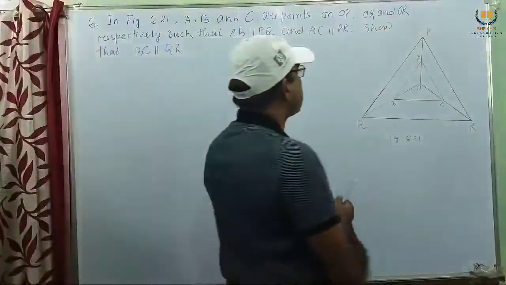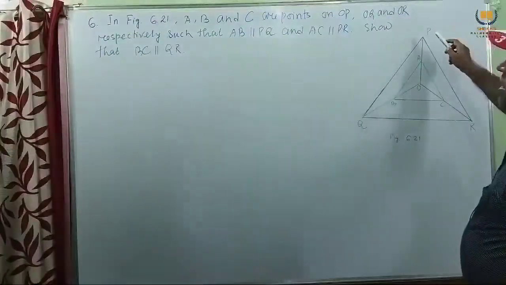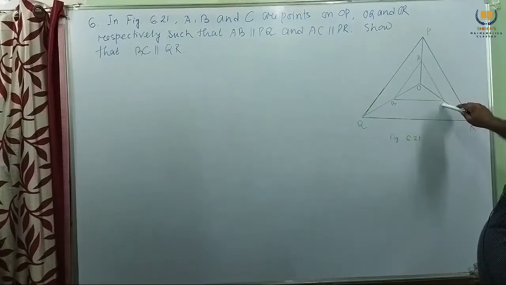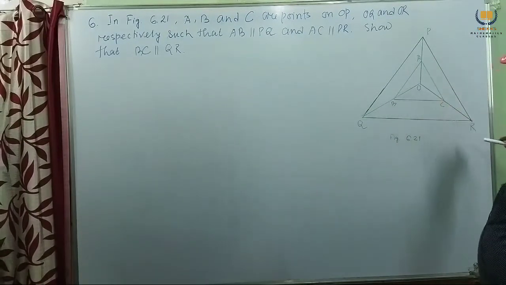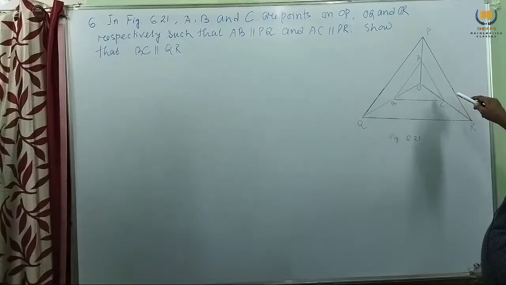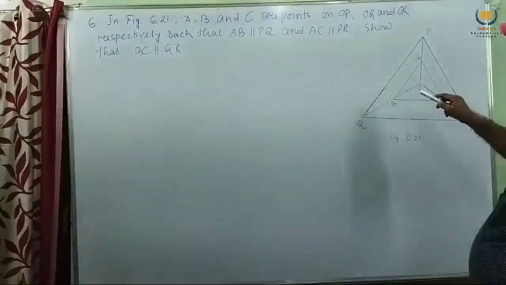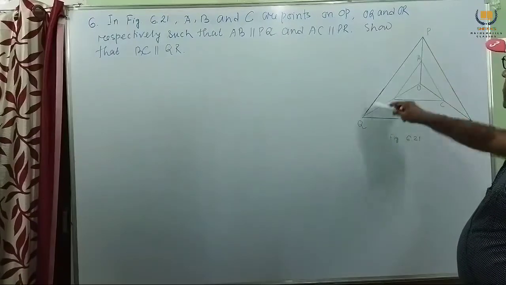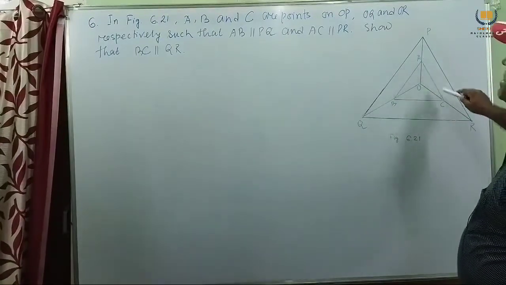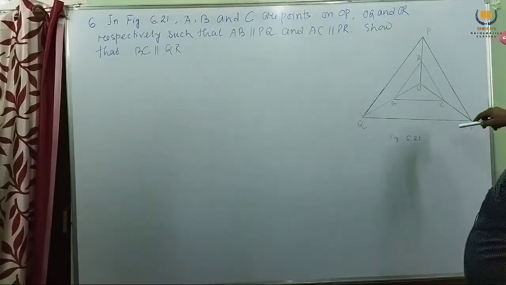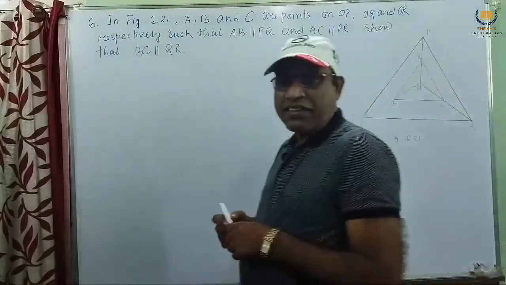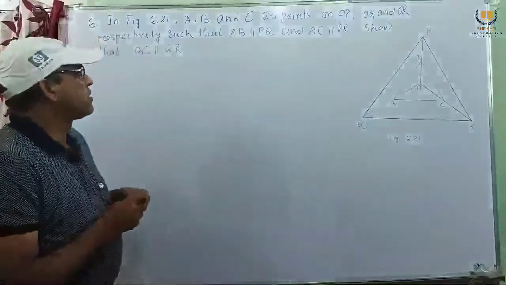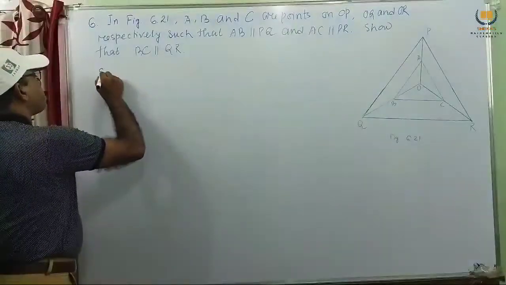So given, these are the points A, B, C on OP, OQ and OR, and also given AB parallel PQ and AC parallel PR. Now we have to show BC parallel QR. This is what we have to prove. So, solution.